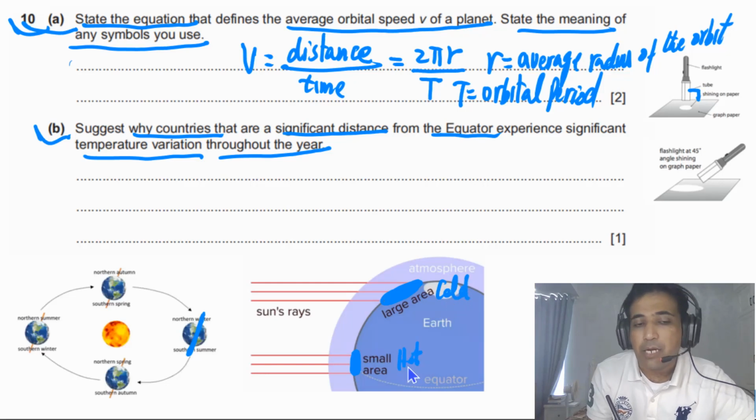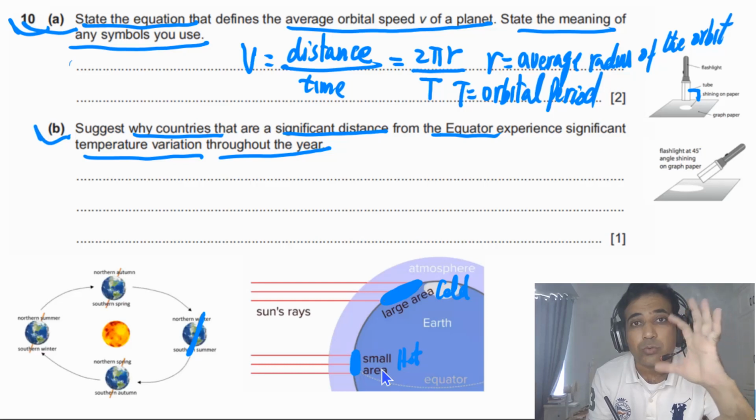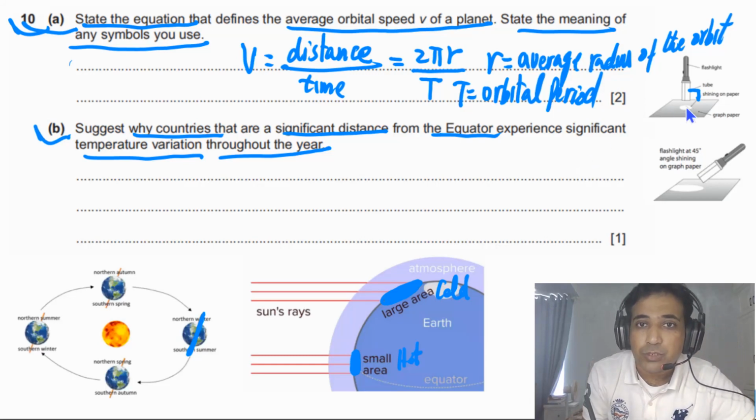So this will be hot. But at the equator, throughout the year, the angle is the same. So the change in temperature is very small. You can see this with this demonstration as well. So light will concentrate at this area.